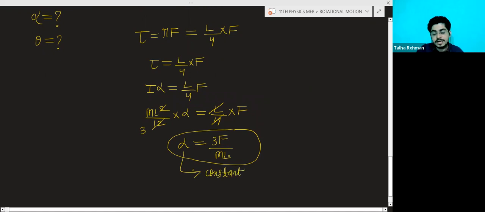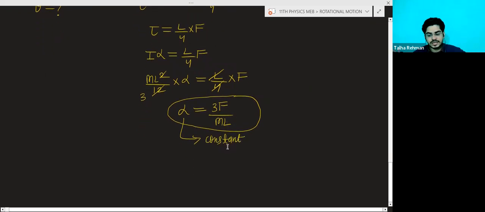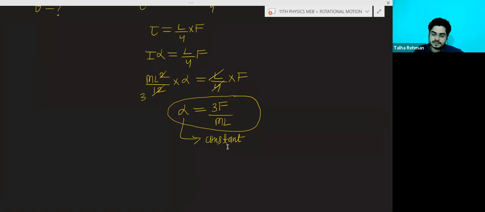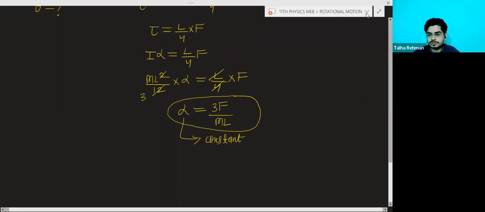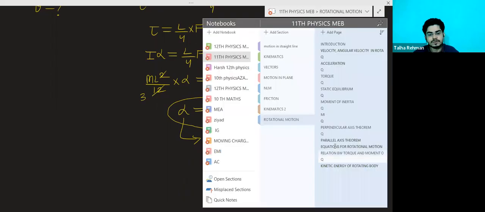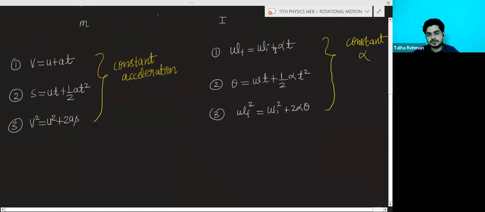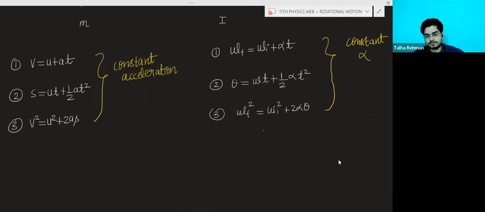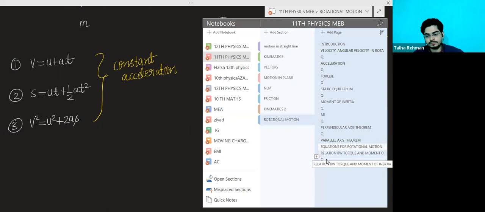If this alpha is constant, we can apply the equations of motion. For calculating the angular displacement, we have the equations of motion. You can see here, 3 equations of motion. We will get angular displacement from these 2 equations. I am not applying this equation because I do not have the final angular velocity, but I can apply this equation of motion.